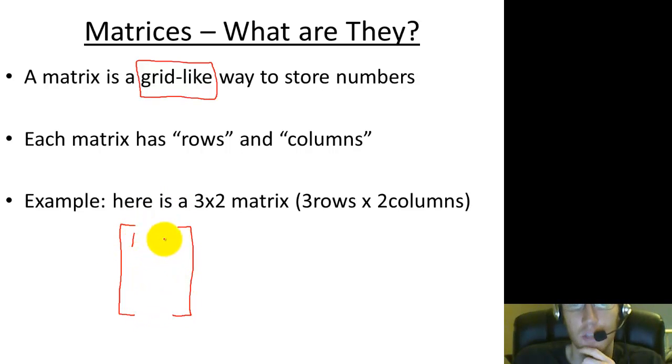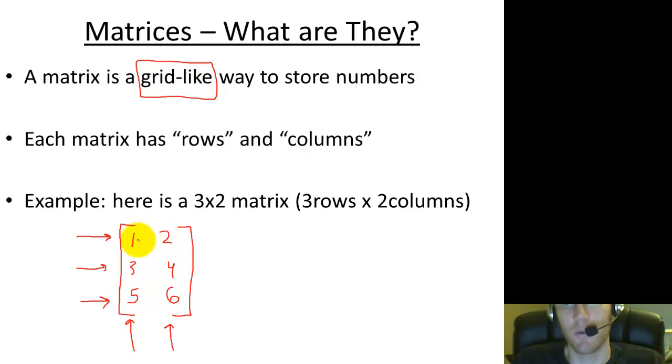So you can put in some numbers. I'll just put in random numbers: 1, 2, 3, 4, 5, 6. So that right there is a properly written 3 by 2 matrix. You can see it has 3 rows, 1, 2, and 3, and it has 2 columns, 1 and 2. And you just write the numbers with space between them.